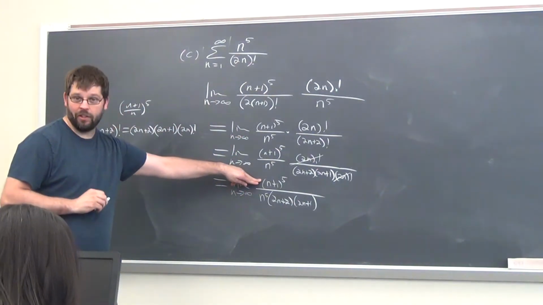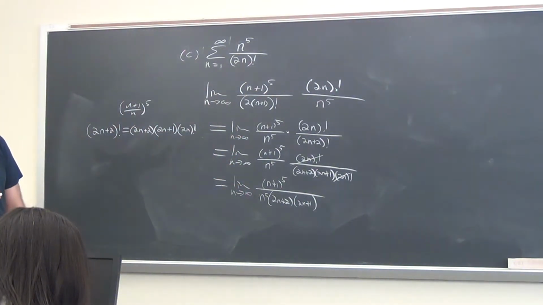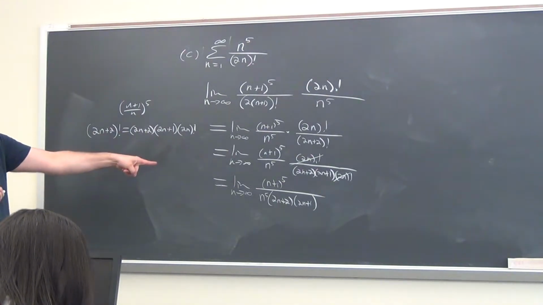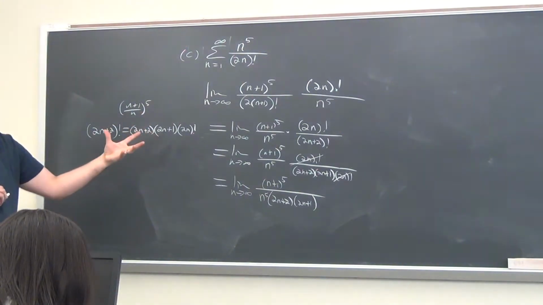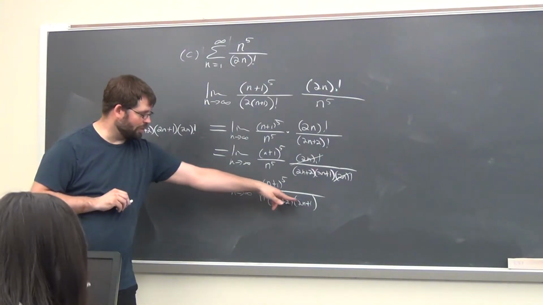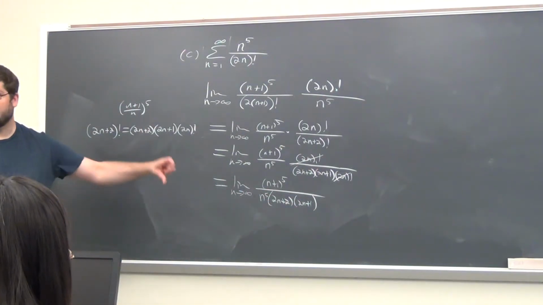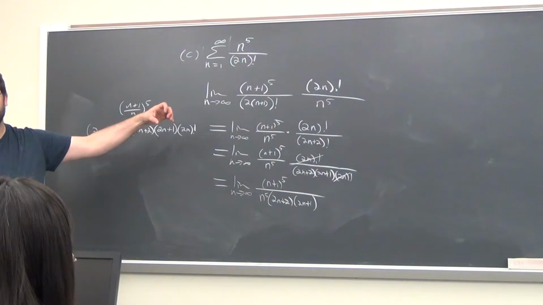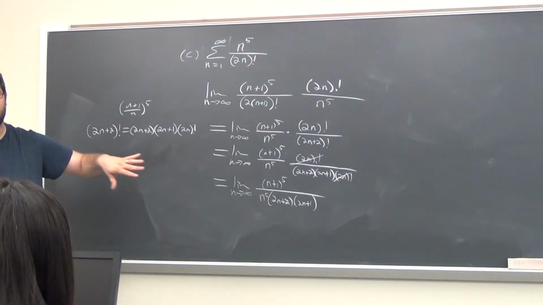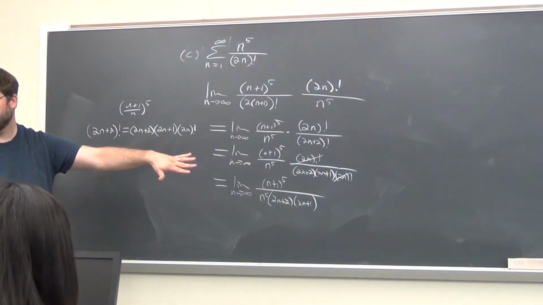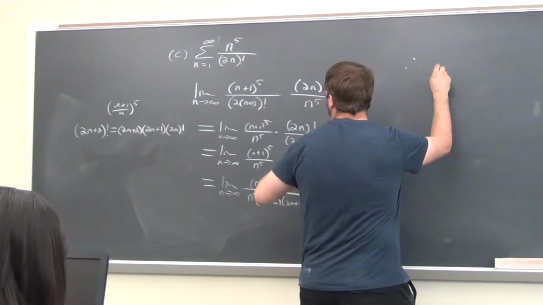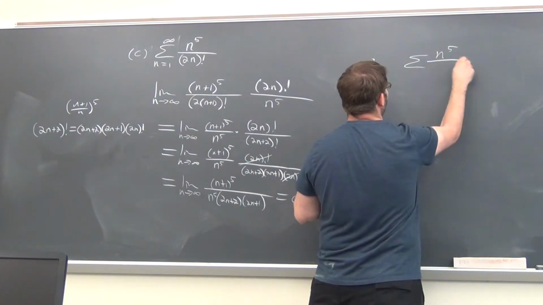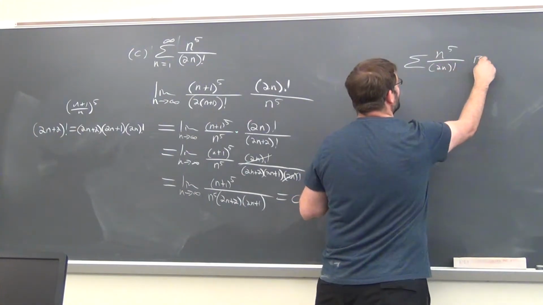Fifth degree polynomial in the numerator, what's the denominator? n to the 5th, but times 2n and another 2n, so what's the degree going to be down there if you multiply it all out? It'd be a 7th degree, 5th plus 1 plus 1. So you'll have a 7th degree polynomial in the bottom. A 5th degree polynomial over a 7th degree polynomial, what's it going to go to? 0. So this whole thing goes to 0, less than 1. Therefore, our series is absolutely convergent.